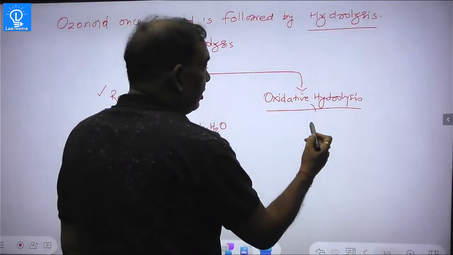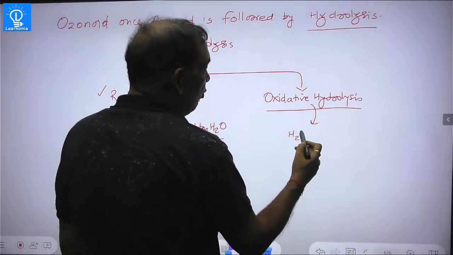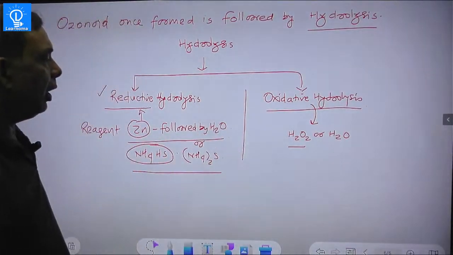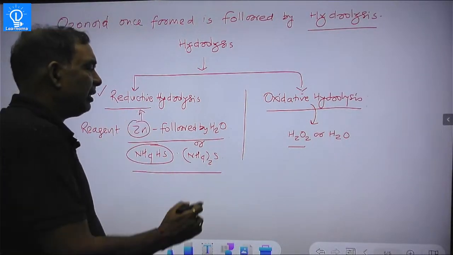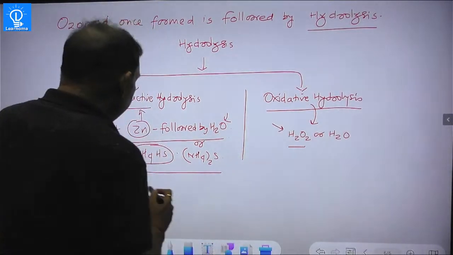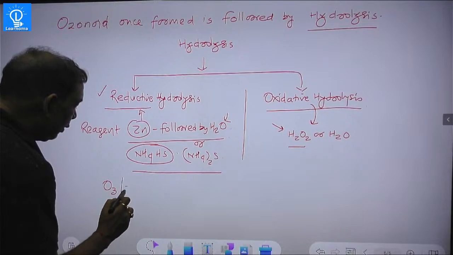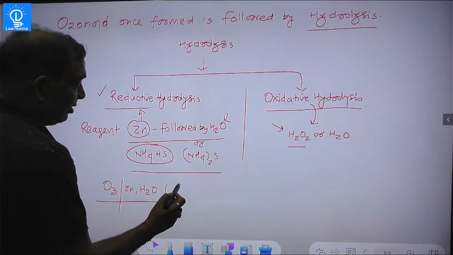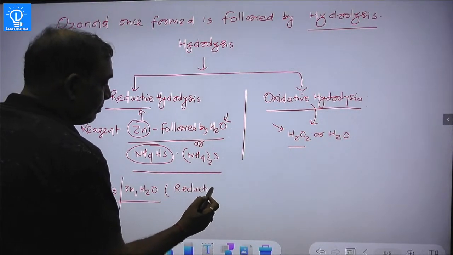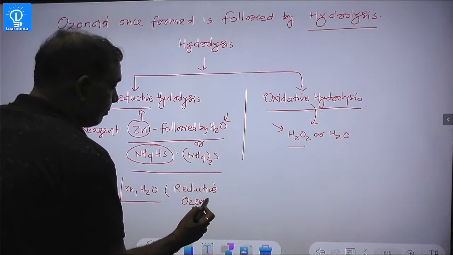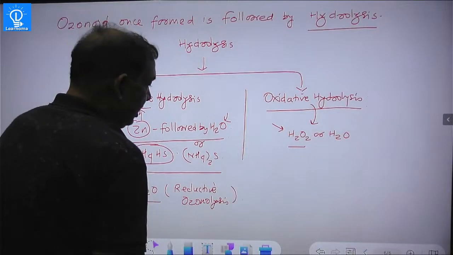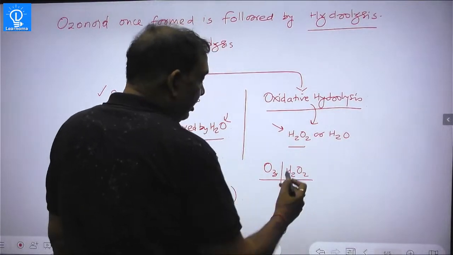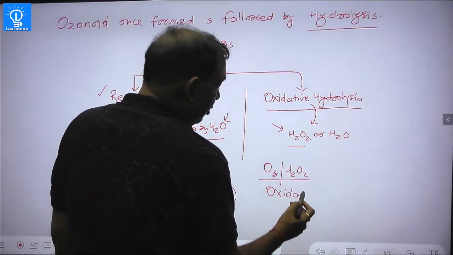In oxidative hydrolysis, the reagent is simply H2O2 or H2O. See, what I mean is that all organic reactions are detected by the reagents. If someone is writing ozone, zinc, water, this implies he is talking about reductive ozonolysis. If someone is talking about ozone, H2O2, then he is talking about oxidative ozonolysis.